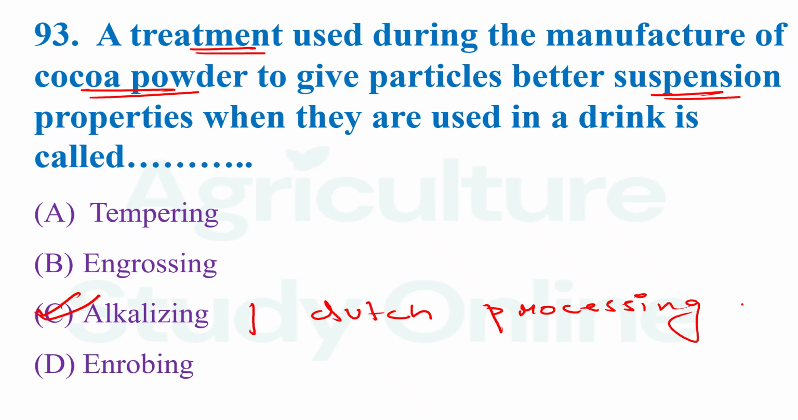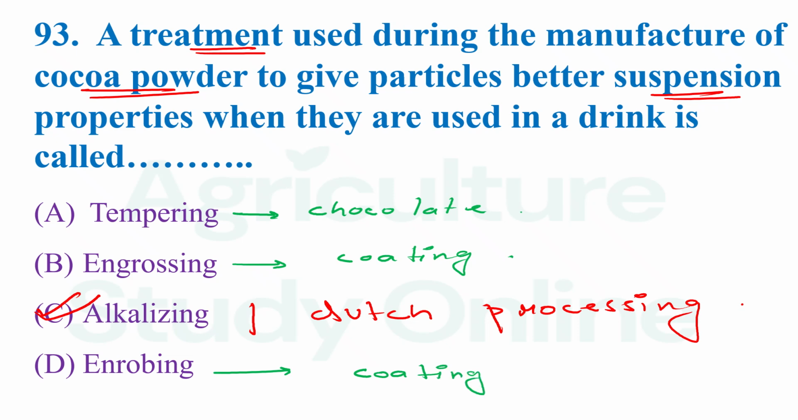Whereas the tempering process is used in chocolate to stabilize the cocoa butter crystals. Engrossing is related to coating in the confectionery process. And enrobing is coating food with chocolate. So the correct option will be option number C.